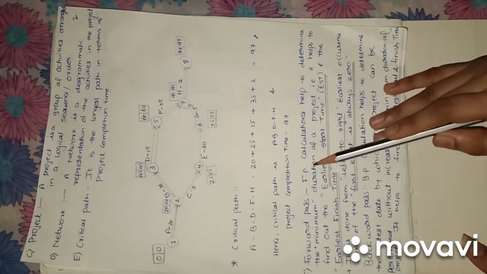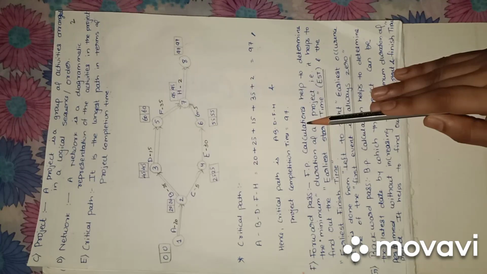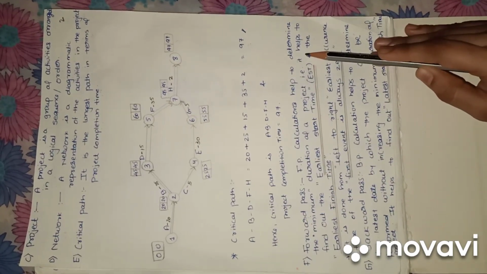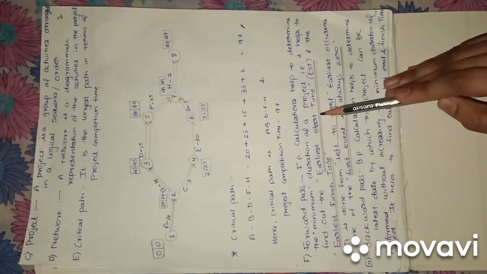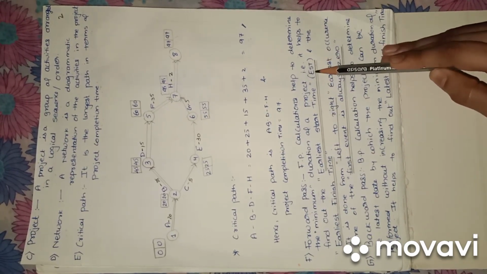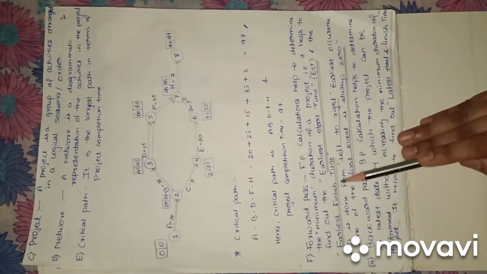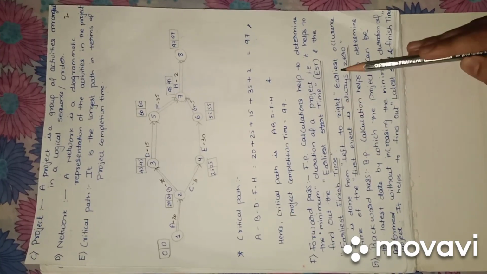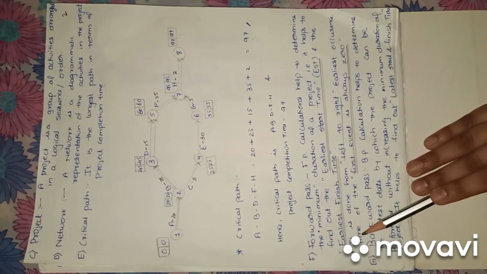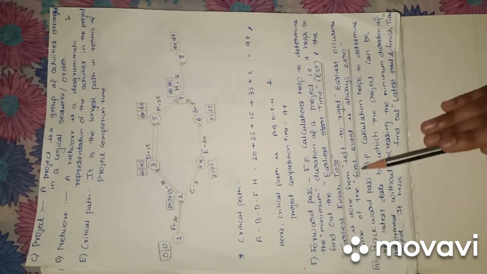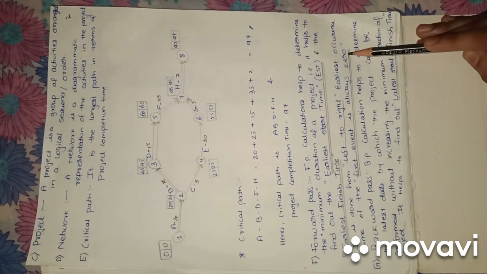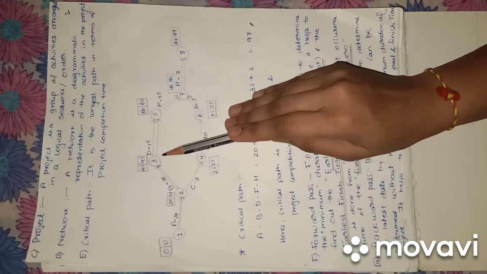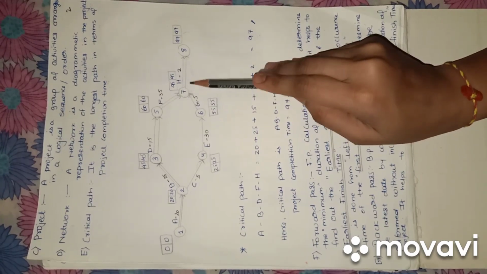Forward pass: forward pass calculations help to determine the minimum duration of a project, that is, they help to find the earliest start time, EST, and earliest finish time, EFT. It is done from left to right. From left to right, the first event is always 0. Here, from left to right, from 1 to 2, 2 to 3, 3 to 5 and so on.